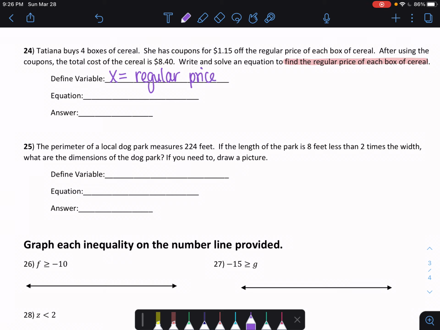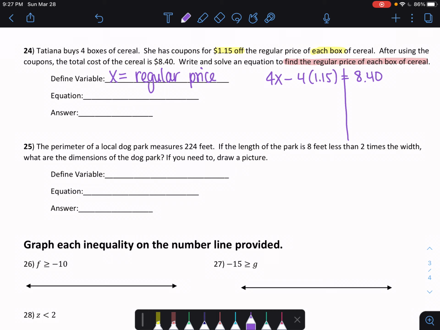The first thing I notice is that she buys 4 boxes of cereal. So I'm going to say 4x, because 4 times the price of a box of cereal is going to tell me the total price. The next thing I notice is that I get $1.15 off of each box of cereal. So I'm going to subtract 4 times that coupon. And then after that discount, I'm only paying $8.40.